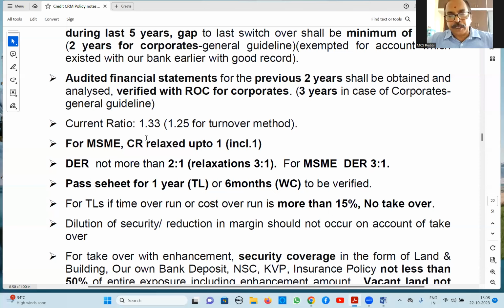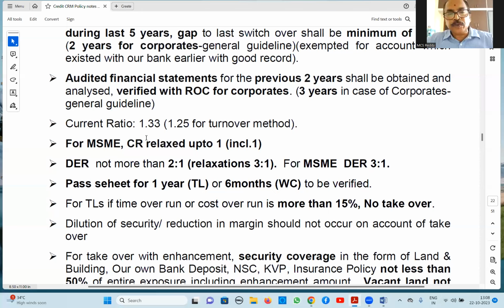Similarly, cost overrun: project cost is 10 crores, but now it has become 14 crores, 40% increase. This is more than 15%, so no takeover because cost overrun is 40%. It will not be taken over. Only 15% is permissible, cost overrun or time overrun.